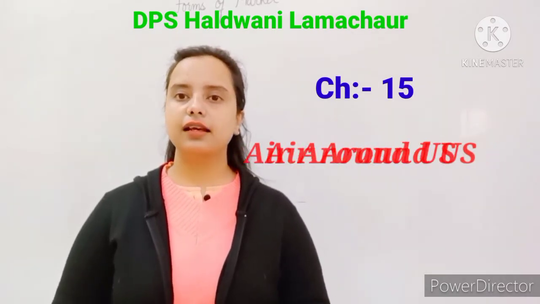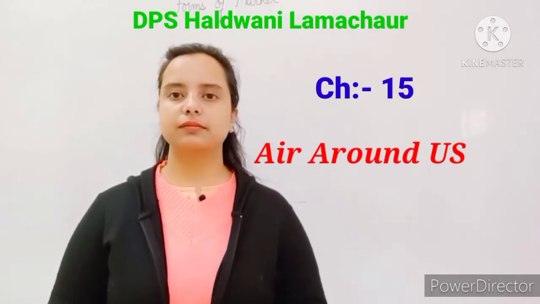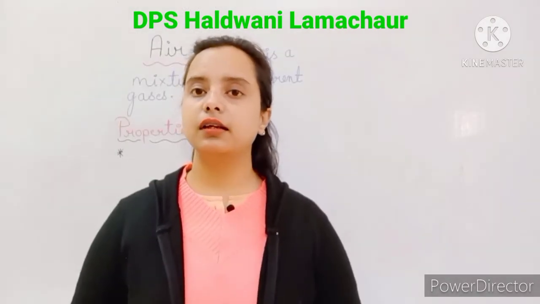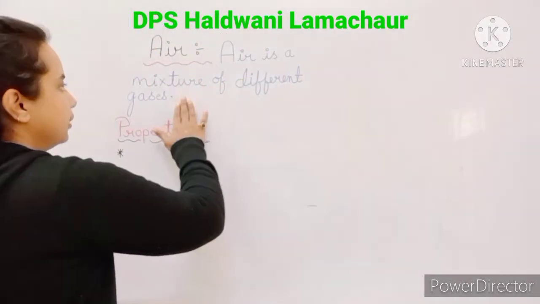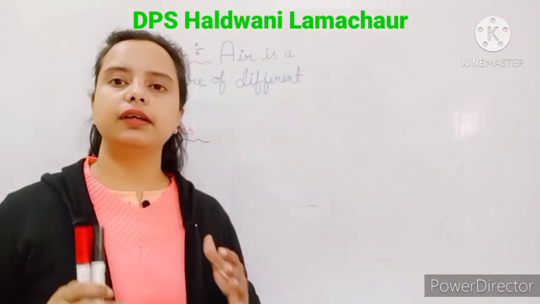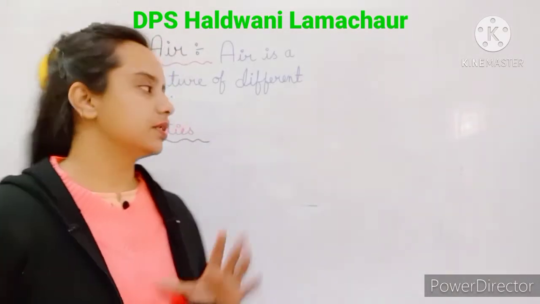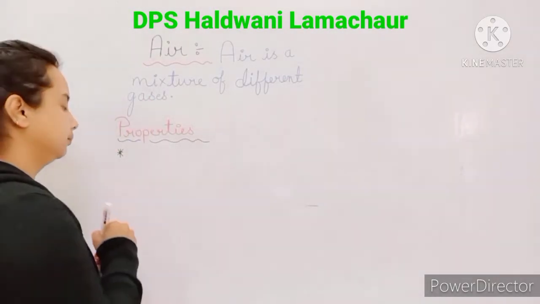Dear students, in this video today we will do revision of chapter number 15 of grade 6 science, that is air around us. So, let's begin. Now students, what is air? Air is a mixture of different gases. In air, different types of gases are present. Now, what are the properties of air?